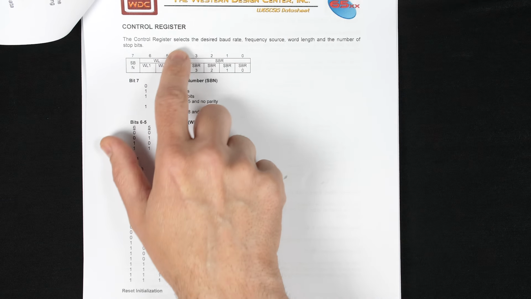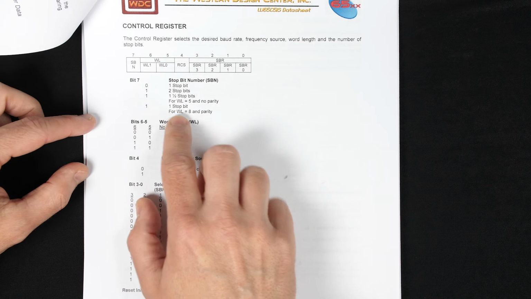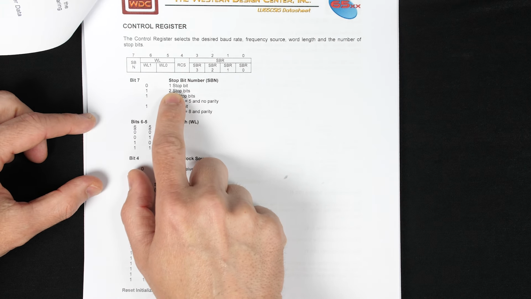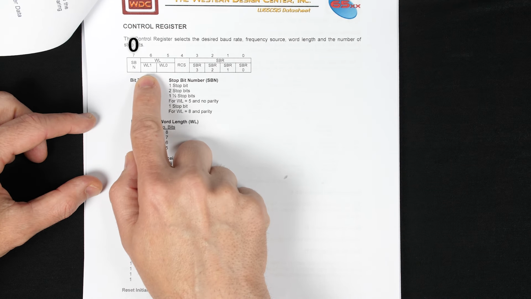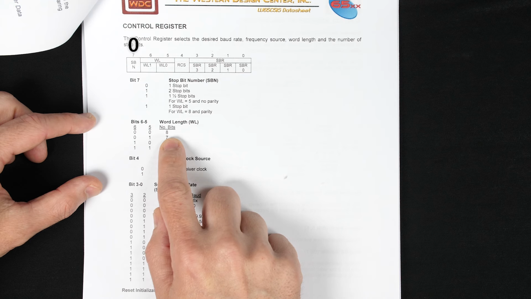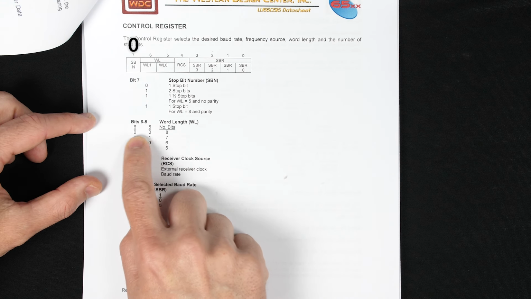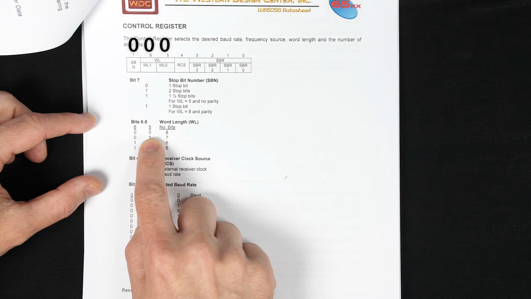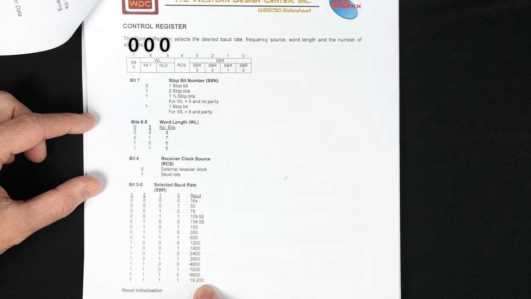Next, we've got the control register, which selects the baud rate and stop bits and word length and so on. Here we can set the number of stop bits that we want. Normally we would just want one stop bit, so that's probably what I'm going to do, is set that bit to 0. Then we've got our word length, which is how many bits per word. We're just going to be using 8 bits, which is pretty common, so set bits 6 and 5 to zeros. And then we've got our baud rate. There's various different baud rates that are supported without having to do anything too complicated.